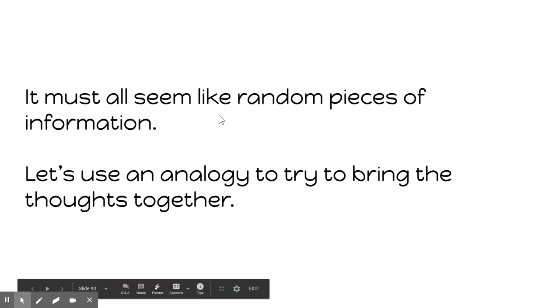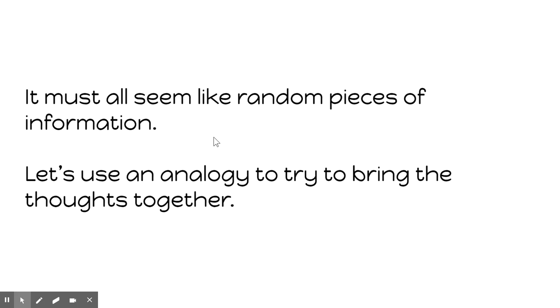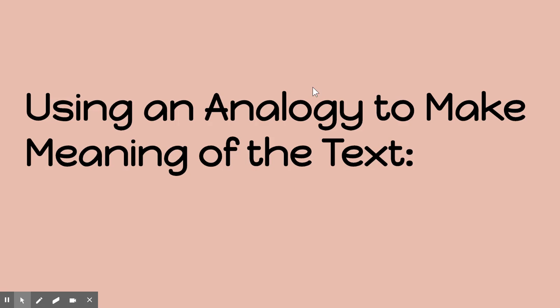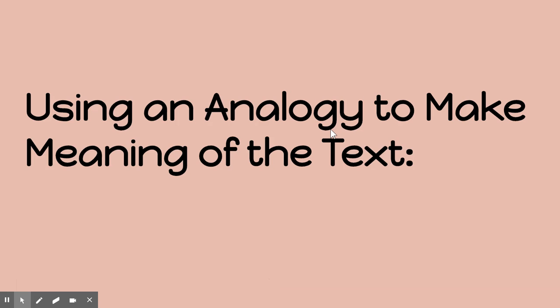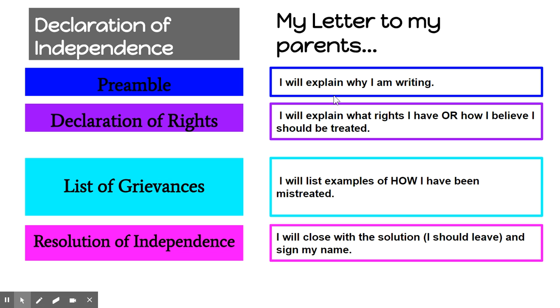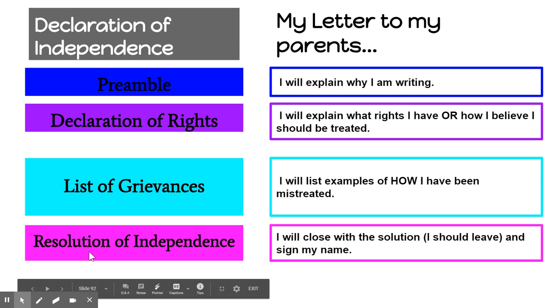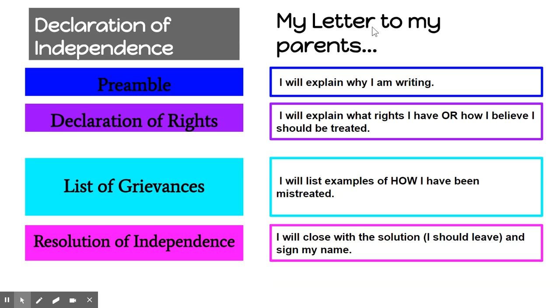It's still going to seem like things might be a little bit random, but hopefully this analogy brings all the pieces together. An analogy is a comparison. It's when you look at two different things, but the relationship of those things helps you understand whatever you're comparing. So, for the purposes of this activity, let's compare the Declaration of Independence to a letter. And let's say the letter is from a girl named Benish, and Benish is writing to her parents.